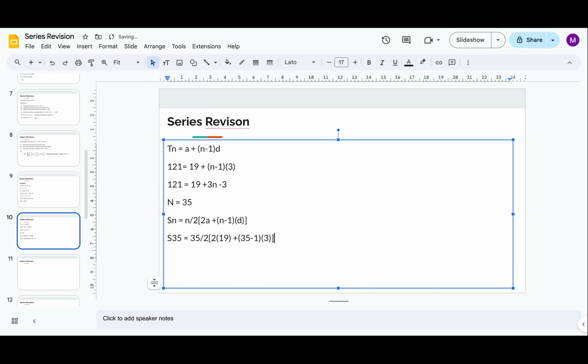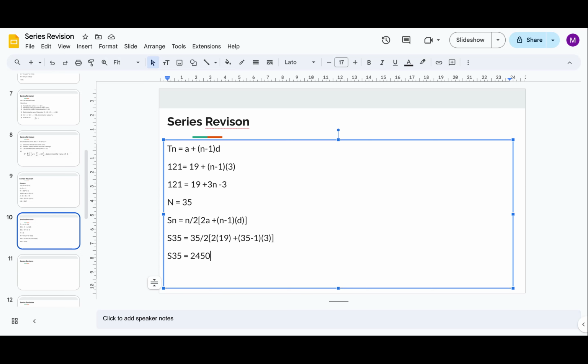You can quickly plug this into your calculator and you should get that S of 35 is equal to 2,450. So if that's the answer you got, guys, it's correct. Just be careful with these questions. Remember, there are two steps.